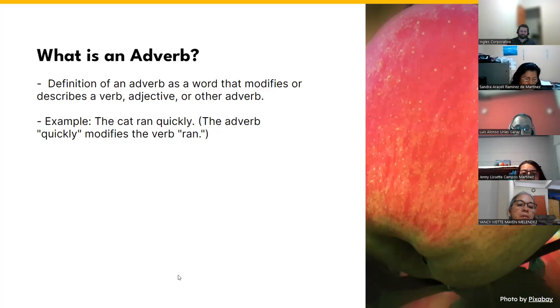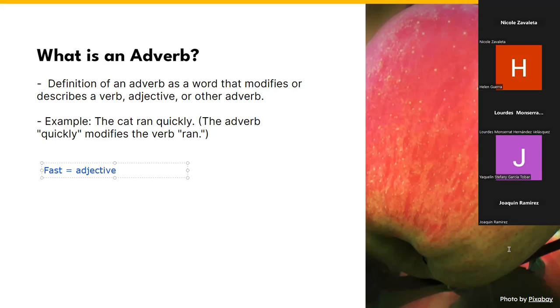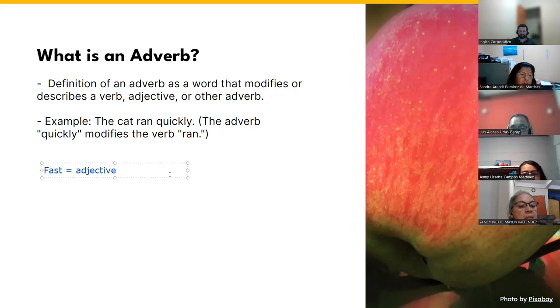All right, let me ask you this, okay? If I said, guys, fast, is this an adverb or an adjective? What is fast? An adjective. It's an adjective. This is an adjective? Are you sure? Depends. It depends, right? It depends on what? Depends on what the word is modifying. Exactly, right? Very good. It depends on what the word is modifying.